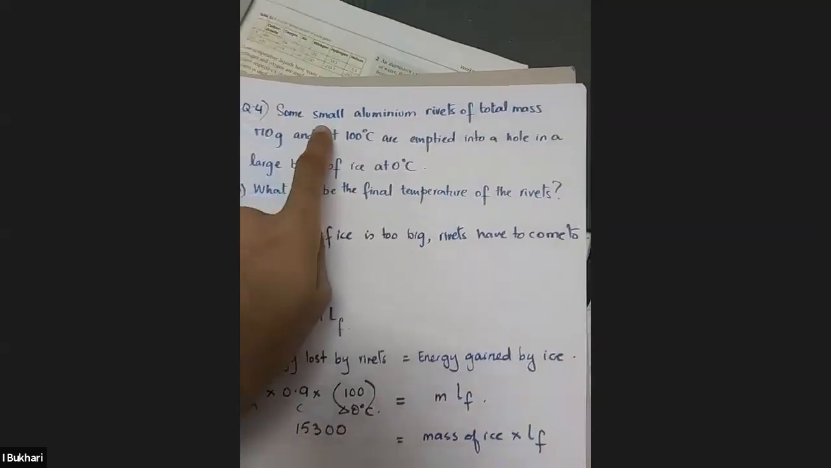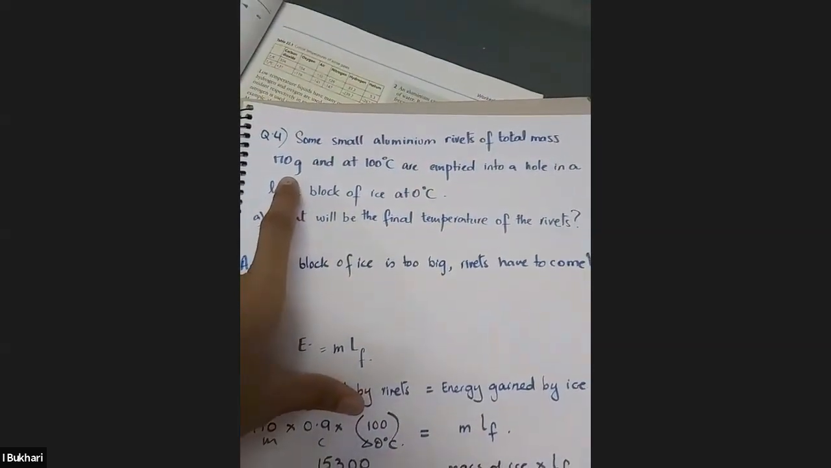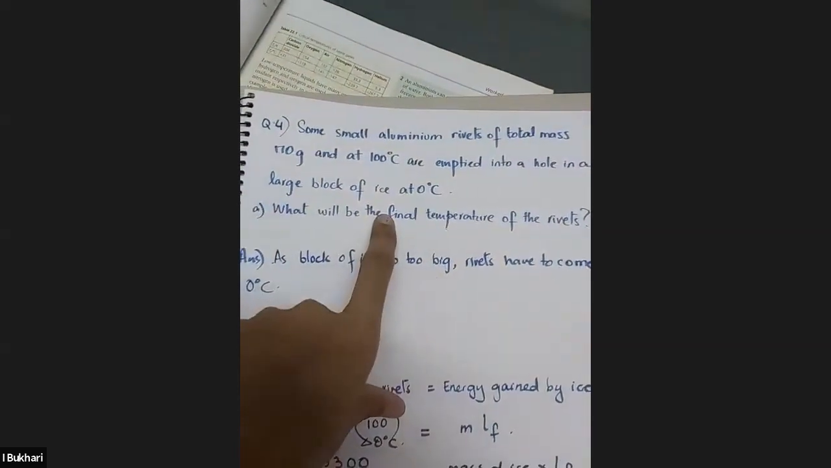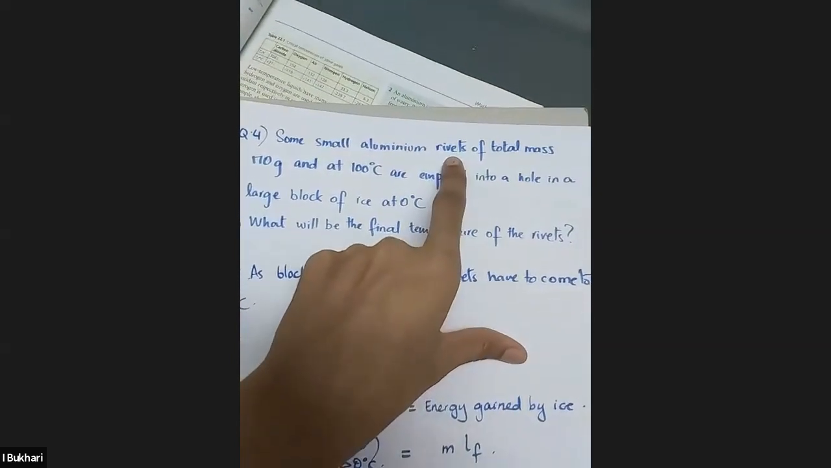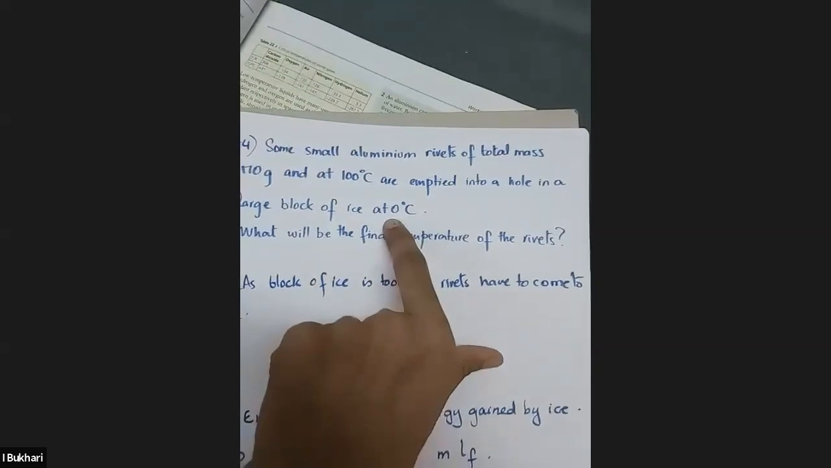Because you see, they have used the word small and large. That means the rivets are really small. 170 gram is their total mass. And they're put into a hole in a large block of ice. So there's no way that these rivets are going to get any temperature higher than 0 degrees Celsius. There is no way.